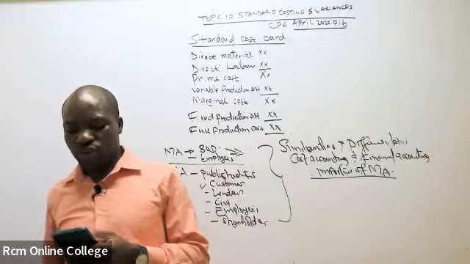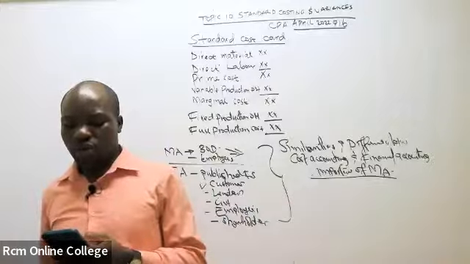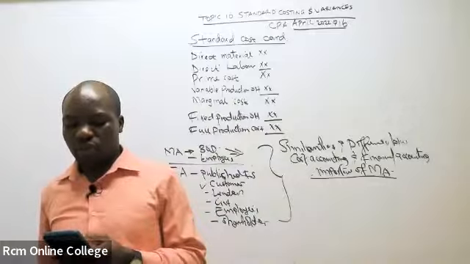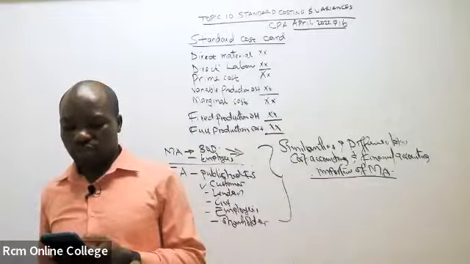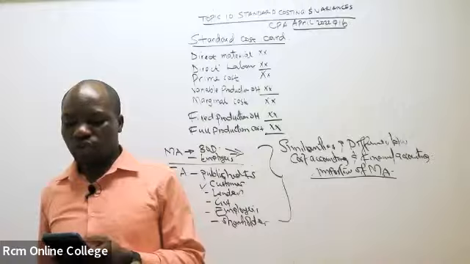What are you required to do? Number 1, prepare a standard cost statement of a unit cost showing number 1, prime cost. Number 2, variable production cost. Number 3, total cost. Number 4, selling price per unit at a notional profit of 15% on cost.